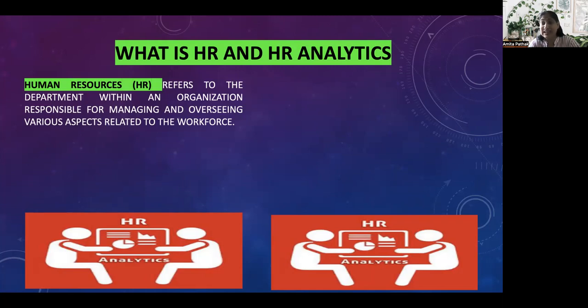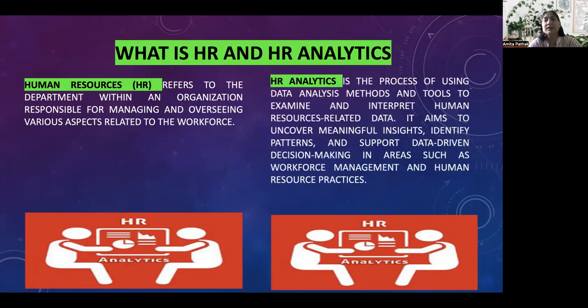Next, we will take what is HR analytics. Why do we term this as a different thing? HR analytics you can consider as a new wing to HR, and it is the process of using data analysis methods and tools to examine and interpret human resources related data. What we do here in HR analytics is analysis of the data. And to do the analysis, we will use certain functions, methods, and tools so that we are able to get meaningful insights.